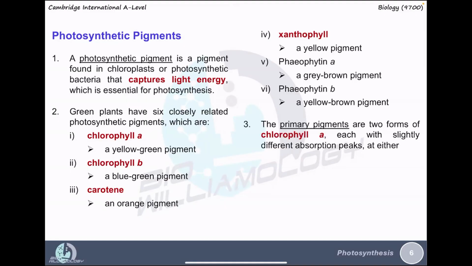The primary pigments are two forms of chlorophyll A. As we mentioned previously, chlorophyll A can absorb at different wavelengths, but to be the primary pigment, this chlorophyll A must have an absorption peak at either 680 nanometers or 700 nanometers light wavelength. So what is peak absorption?